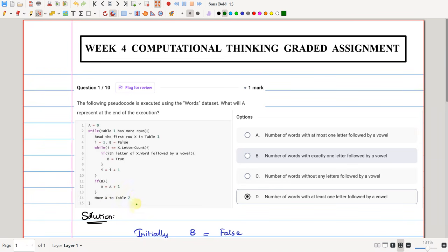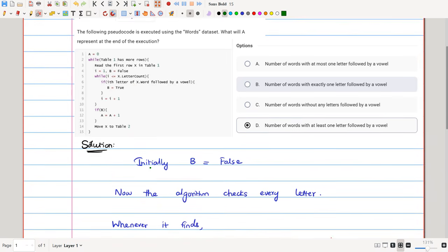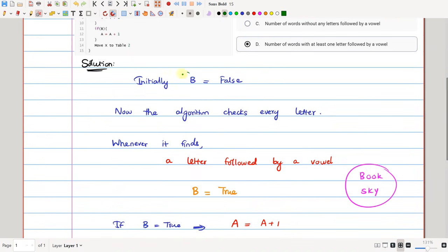Then after moving to the next row, you have to again implement from this while loop. While table 1 has more rows, you have to again implement from this while loop. See here, initially B is false, right? Now the algorithm checks every letter.